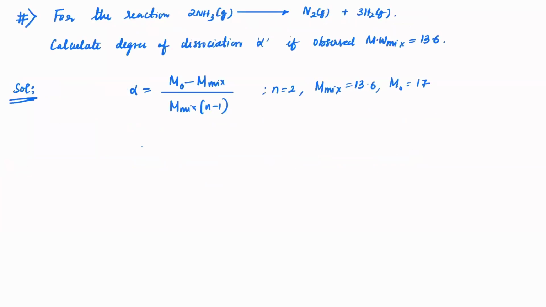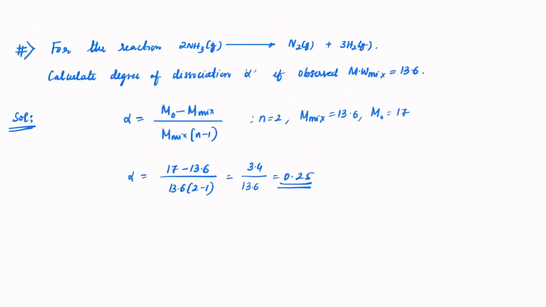So putting these values together, alpha will be equal to 17 minus 13.6 divided by 13.6 into 2 minus 1. This is what you're supposed to get. So that will be 3.4 here, divided by 13.6, which comes out to be approximately 0.25.